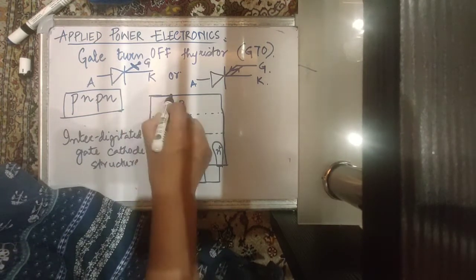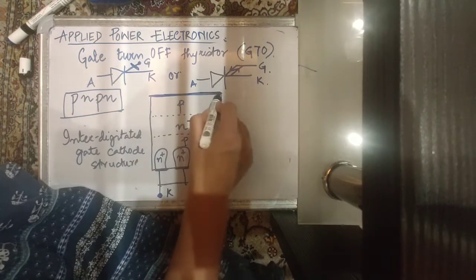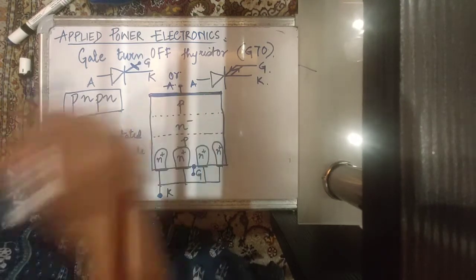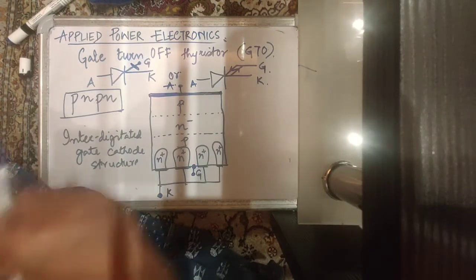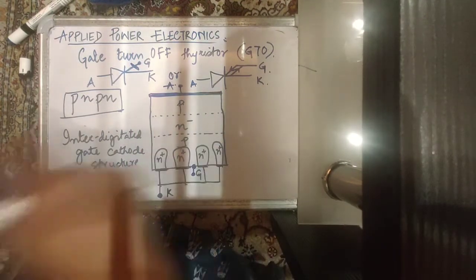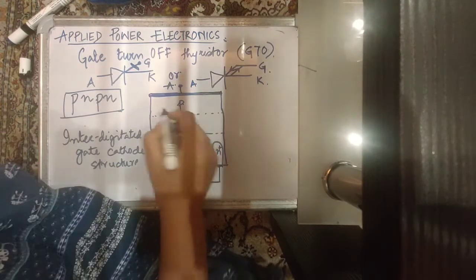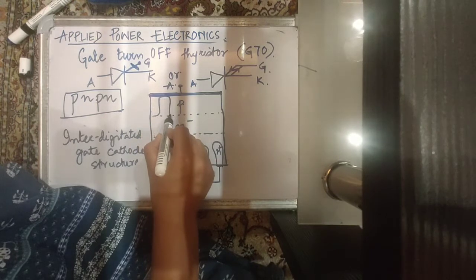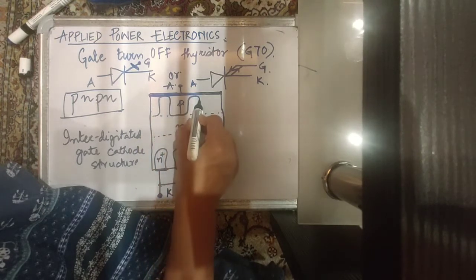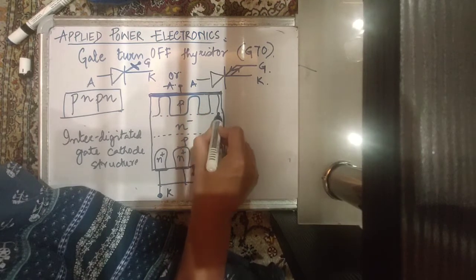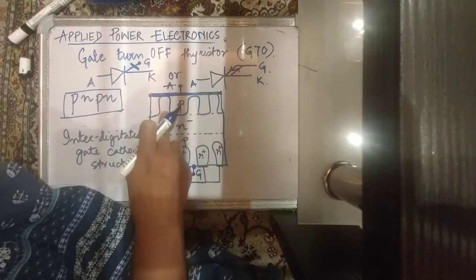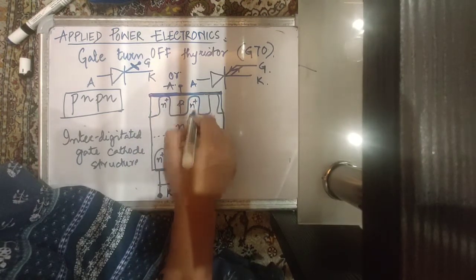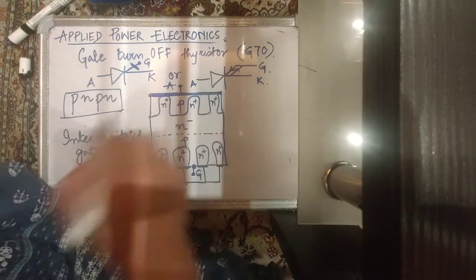The top region over here, the one connected with the P side, is the anode region. Now the N minus region has certain protrusions into the P region like this, and those protrusions are highly doped, so they are N plus, unlike the bottom part which is lightly doped.